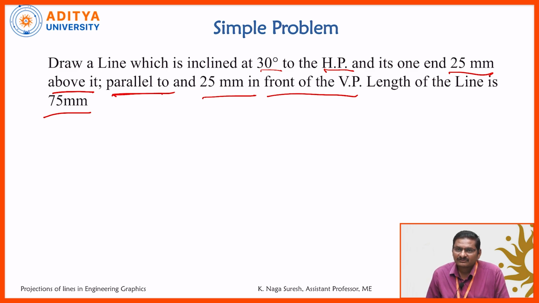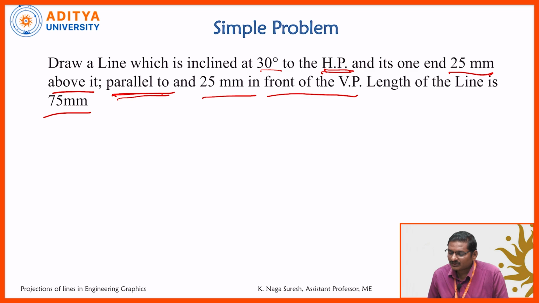There are different conditions in projections of lines: line parallel to both planes, line perpendicular to one plane and parallel to another plane, line inclined to one plane and parallel to another plane, and a line inclined to both planes. So there are 4 conditions. Out of these, the given one is the third condition: line inclined to one plane, that is the HP, and parallel to the other plane, that is the VP.